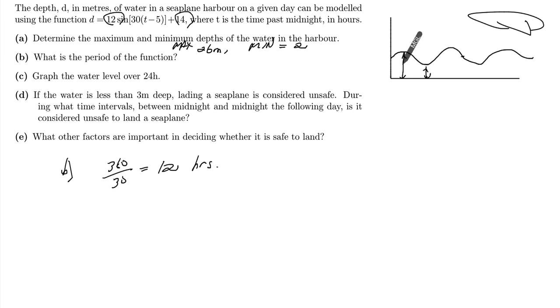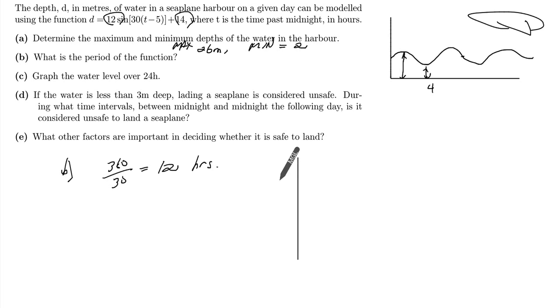So what I mean by this depth, it depends on the time of the day, right? I'm not talking about the wave of the water here. At maybe a certain time it's this height, but 4 hours after it's a little bit lower, and so on. Graph the water level over 24 hours.